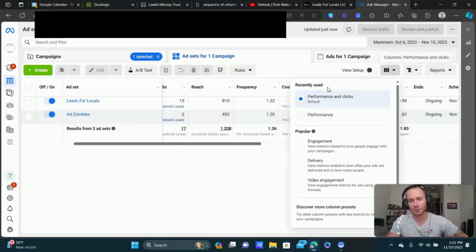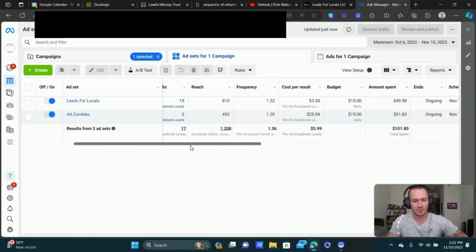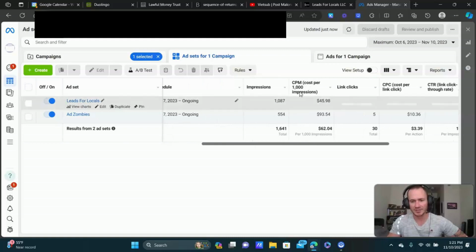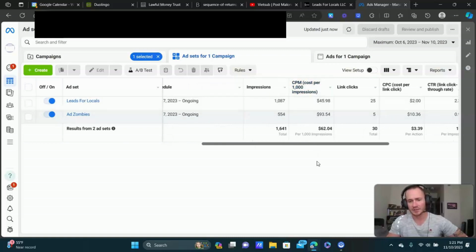So the first thing you want to do is always make sure that you're on performance and clicks. Okay, that's what we want. So we're going to scroll over, and the next metric I look at is actually the CPM, because this is basically how much it costs to show your ad to 1,000 people.